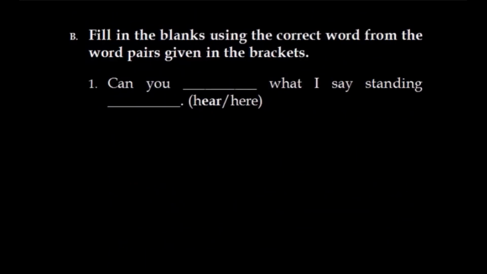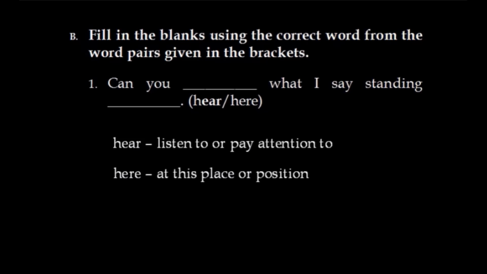And then this is our next exercise. Here we have 2 blanks. Both the homophones we have to fit in the appropriate blanks. If you look at the word here, H-E-A-R, it has ear, E-A-R. Ear is something we listen through. That means we listen through our ears. So hear means listen to or pay attention to. H-E-R-E, here, is at this place or position.